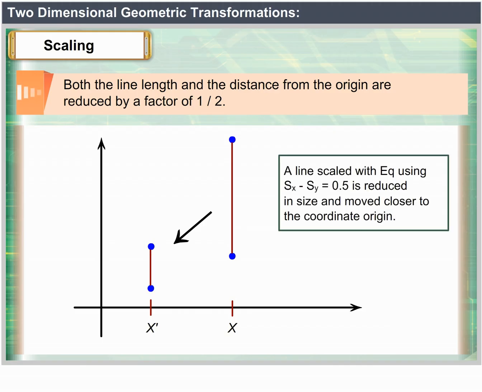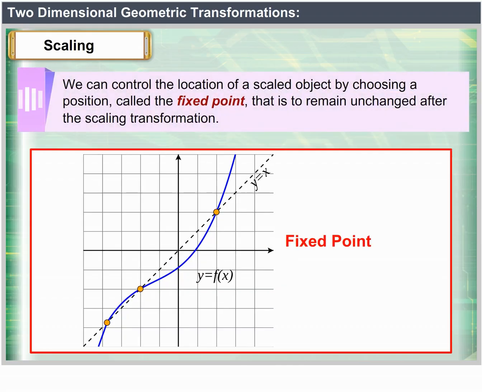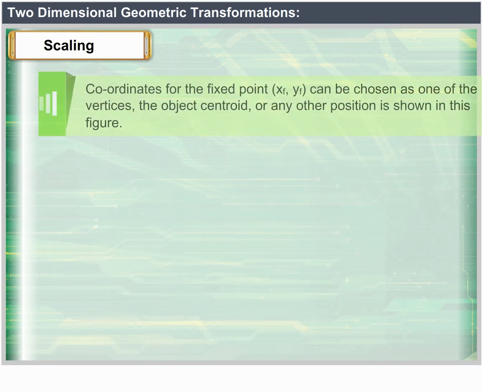This figure shows a line scaled using sx equals sy equals 0.5, reduced in size and moved closer to the coordinate origin. We can control the location of a scaled object by choosing a position called the fixed point that is to remain unchanged after the scaling transformation.